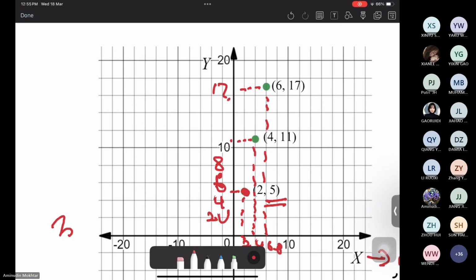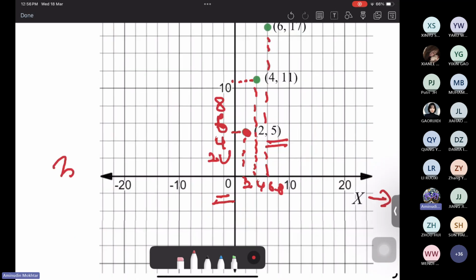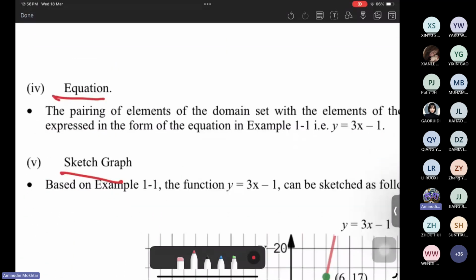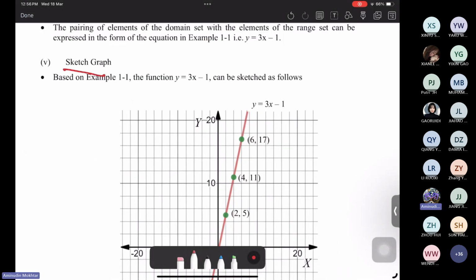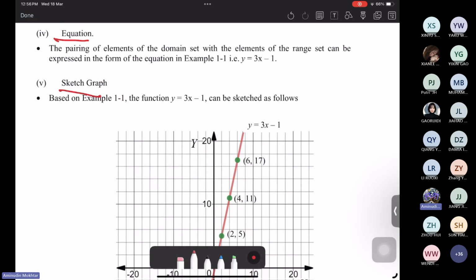Okay, all of this is called a coordinate point. That's how to represent the data by using the coordinate points. Okay, the next one is we pair the elements. We connect the coordinate points.